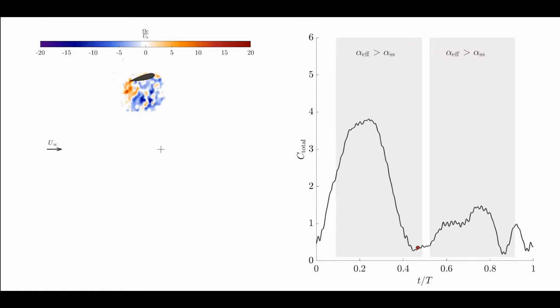Halfway through the revolution, the vorticity accumulated in the dynamic stall vortex is still dissipating. The flow is massively separated and we reach a force minimum. As we enter the second half of the rotation, the flow remains separated.